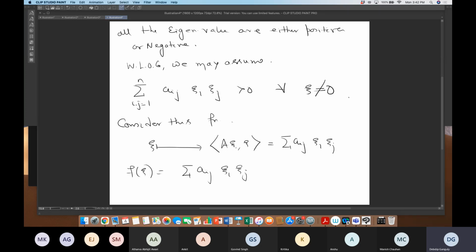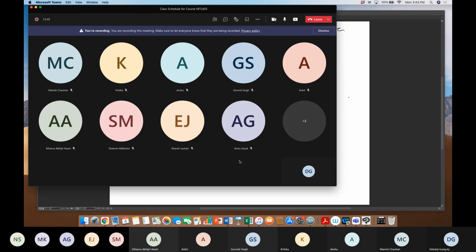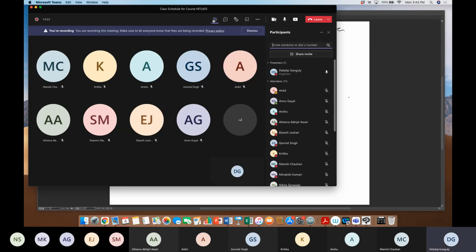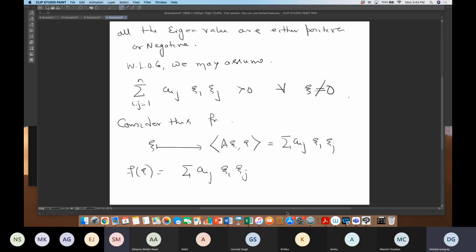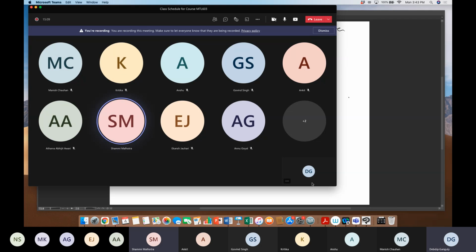Is this a continuous function? Yes or no? At least answer yes or no. Hello? Can you hear me? Atharv, Shammi, can you hear me? Hello. Yes. Is this a continuous function?